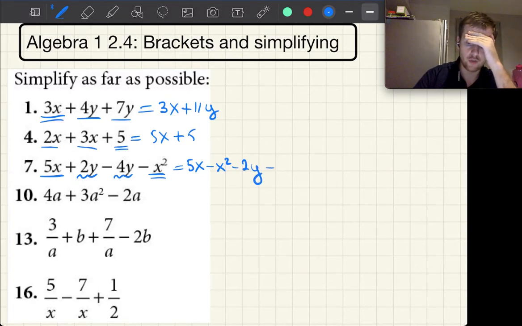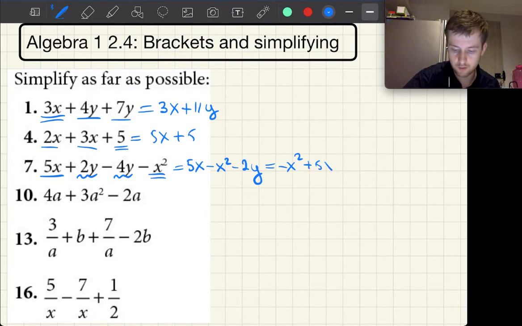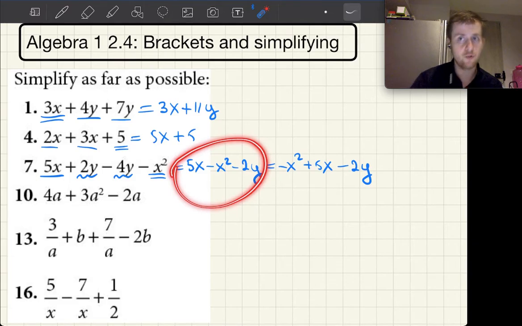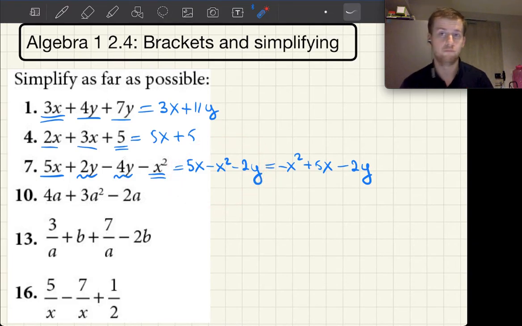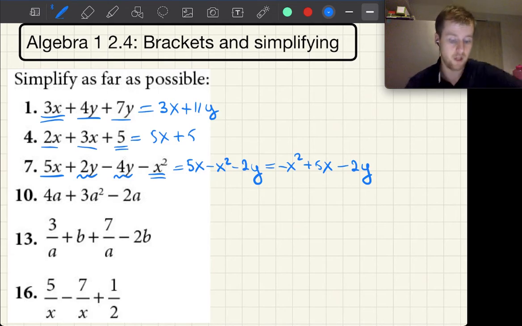To write it 100% properly, we have to start with the highest power, and then keep in alphabetic order. So we start with minus x squared, plus 5x, so it's positive 5x, and then minus 2y. This would be the most proper way to write it, but if you write it like this, it's not a mistake. You will not be deducted any points if you did something like this on the test.